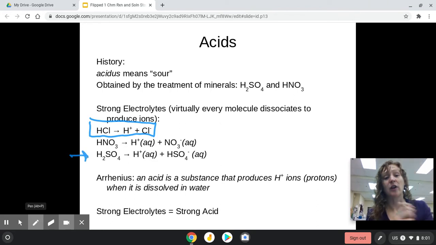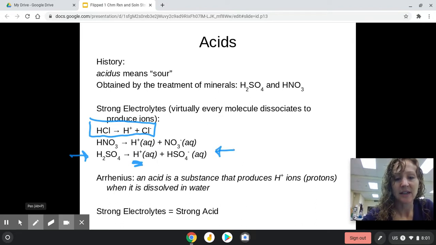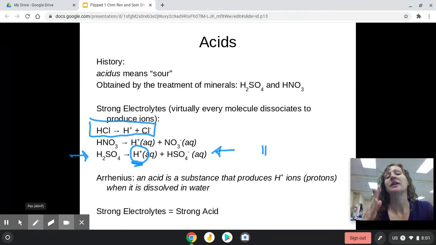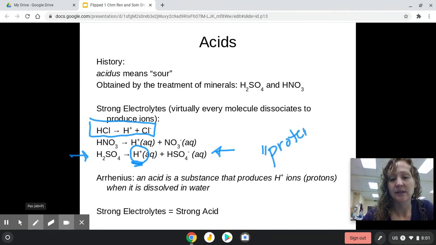H2SO4, when it falls apart in water, one of the things it's going to fall apart into is hydrogen. That makes it an acid. Now, notice in the case of sulfuric acid, when sulfuric acid falls apart, it only gives off one hydrogen at a time. So we say when something gives off a hydrogen, the term for that is it protonates. So acids are going to protonate one at a time.